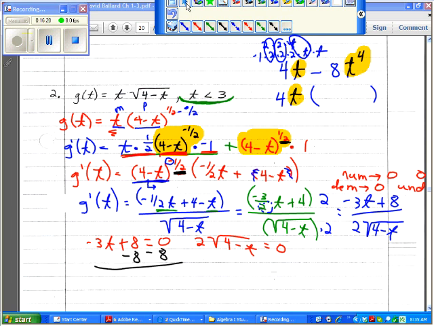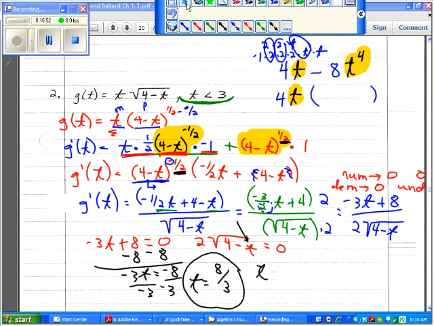Here we solve: minus 8. Negative 3t equals negative 8. Divide by negative 3. And so we get t equals 8/3. So there's one critical number at 8/3. Now, over here, if t was equal to 4, right, then I would get square root of 0 is 0. So you can see that.